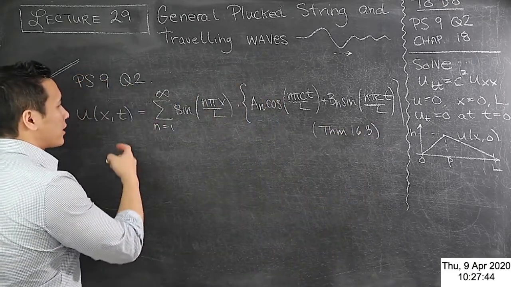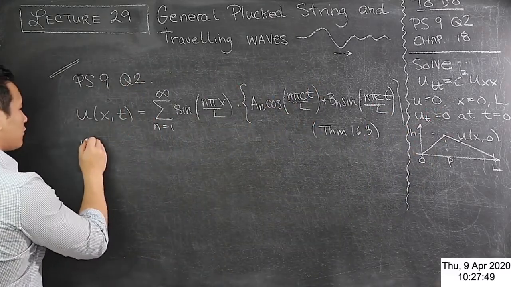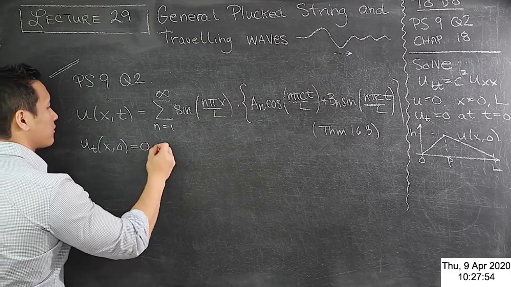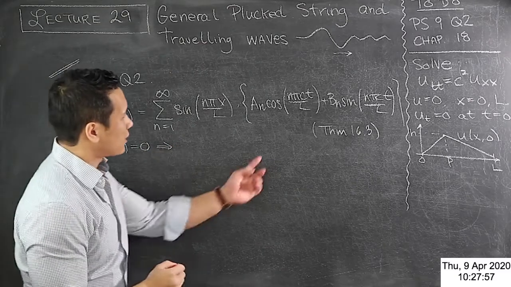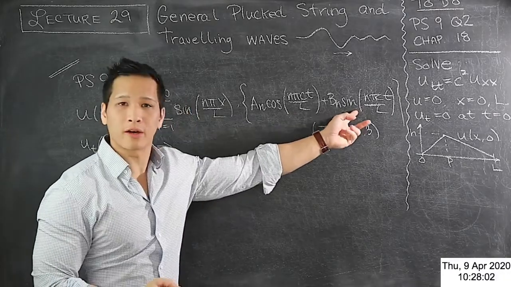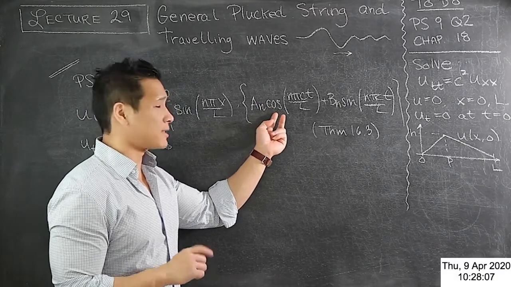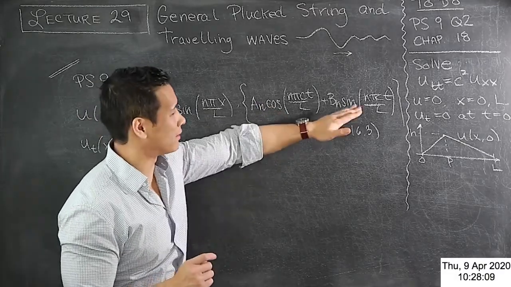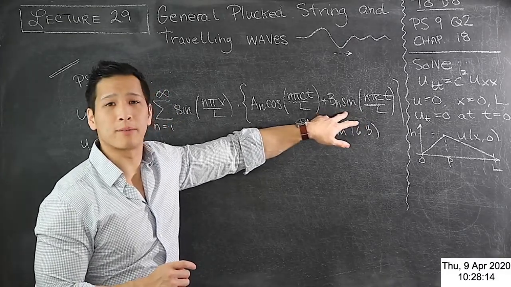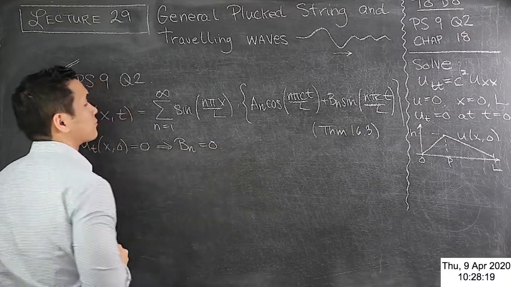Now you impose the initial velocity condition, so u_t of x and 0 is equal to 0. You take a derivative of the cosine and you get a sine, and the derivative of the sine gives you a cosine in time. Then you set t equal to 0, so that sine disappears, leaving you only with this term here. So from that, you would conclude that the b_n's have to be equal to 0. So this tells you that b_n is equal to 0.